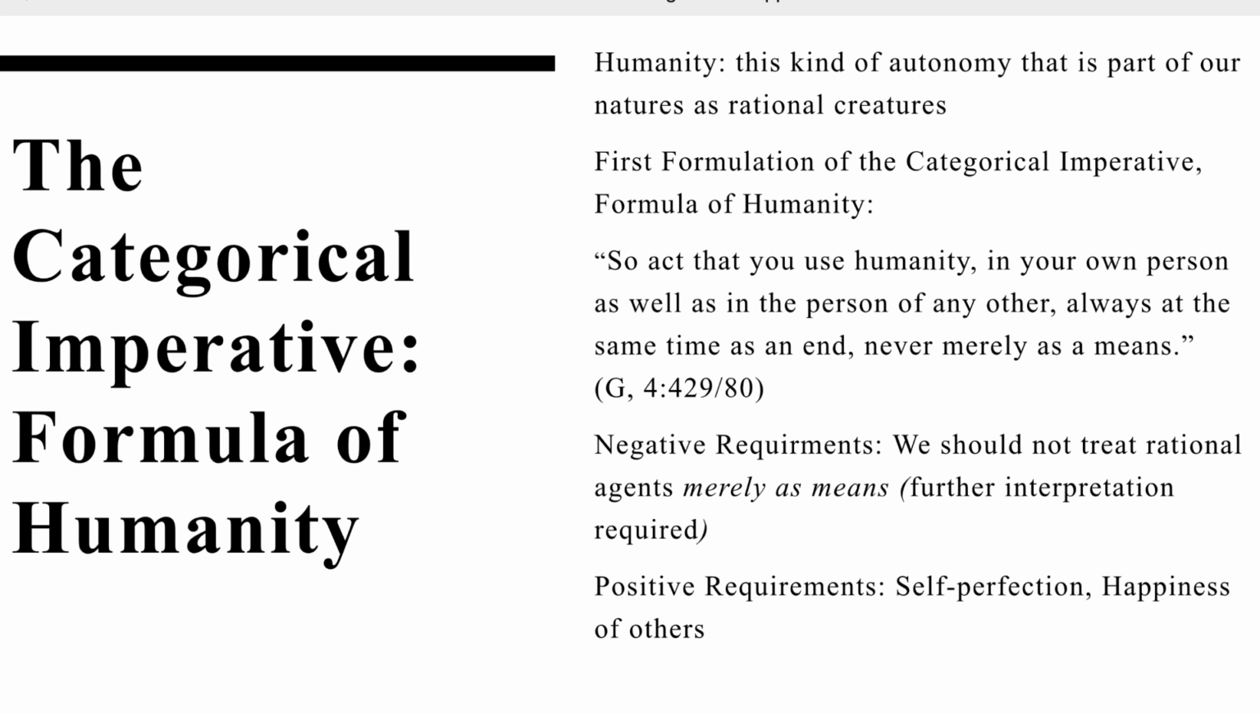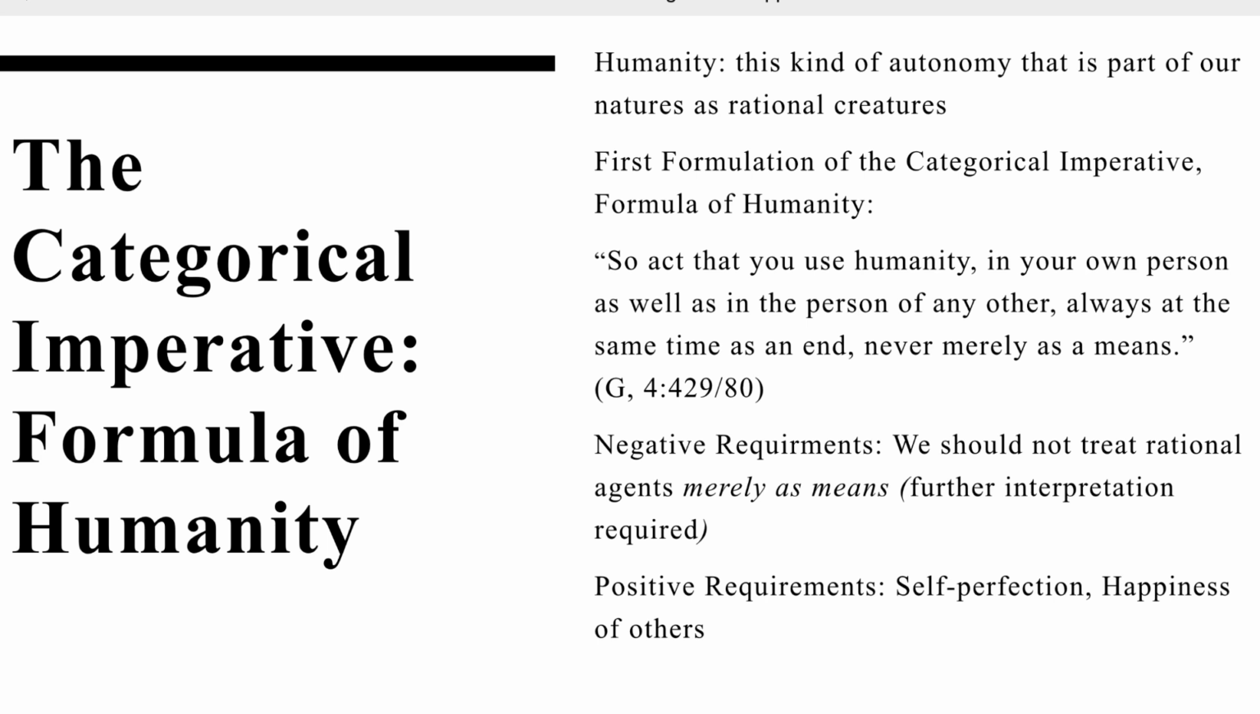Now let's talk about the first formulation, that is the formulation of humanity. It goes like this: act so that you use humanity, in your own person as well as in the person of any other, always at the same time as an end, never merely as a means. It says that one should always act in a way that respects the autonomy, that is, the humanity, of oneself and others, never merely as a means, but always as an end. The famous quote we all know from Kant, treat people as ends, never means, came from here.